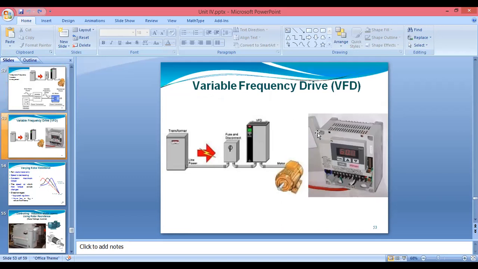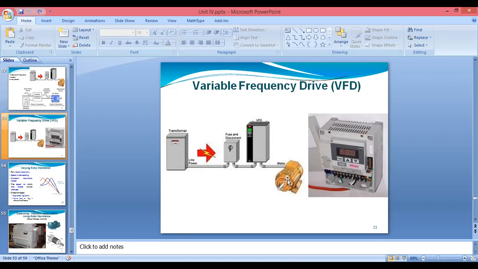When we are changing the value of frequency, at that time, we have the equation Ns equal to 120 F upon P. So here we are changing the frequency of the three-phase induction motor. This is the induction motor. When we are using the transformer, you will get the value of voltage, line power. You can give it to the fuse and disconnect to the VFO, variable frequency controller, and you are giving to the motor. So it will practically look like this.